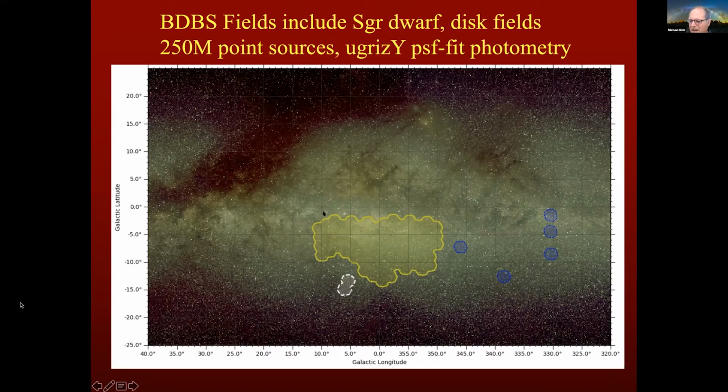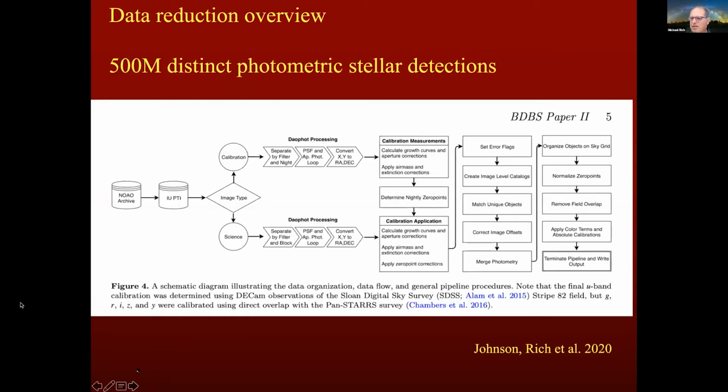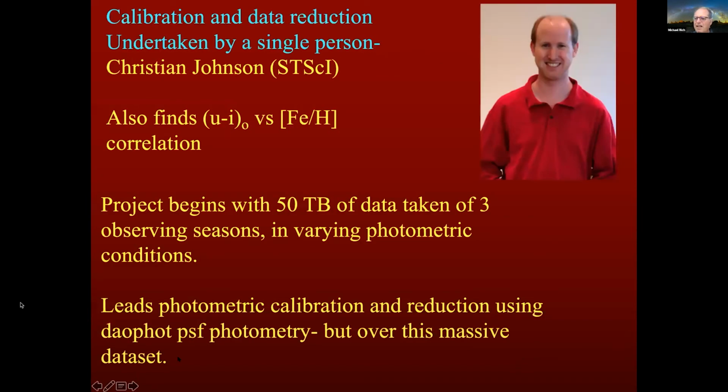Just a little explanation here, by the way. The yellow is the primary field. The white are two fields that we have in the Sagittarius dwarf spheroidal that have not yet been reduced, and the blue are disk comparison fields that we have not yet reduced. This shows Christian Johnson's data pipeline, available in the Johnson paper in Monthly Notices. This was a tremendous undertaking by Christian Johnson at the Space Telescope Science Institute, one person reducing and calibrating this huge data set.